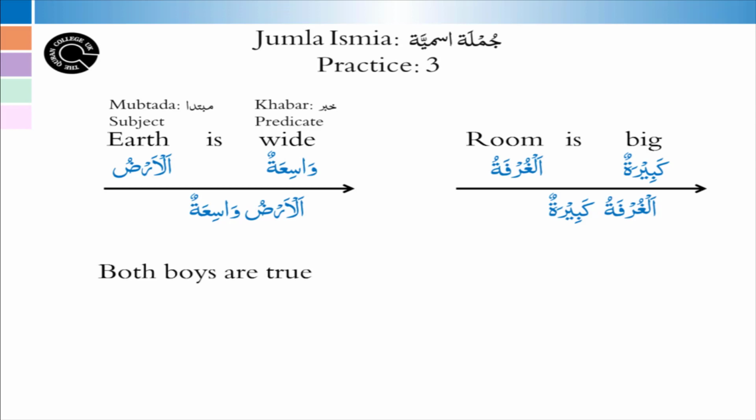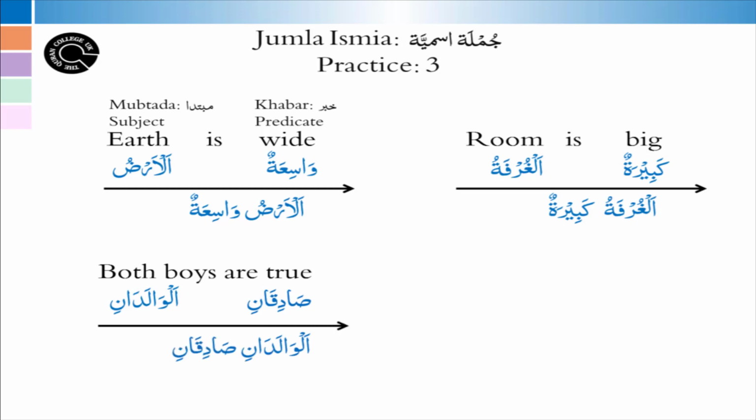The third sentence is both boys are true. For true we use Sadiqun. For boys we use Al-Waladani because they are both boys, 2 boys. Therefore the Sadiqun has to change to Sadiqani. Therefore our final sentence would become Al-Waladani Sadiqani.